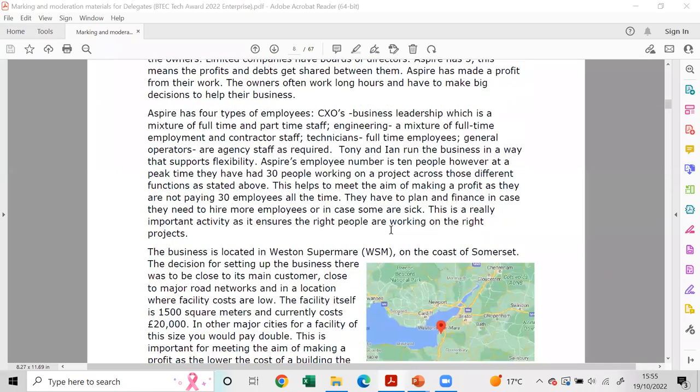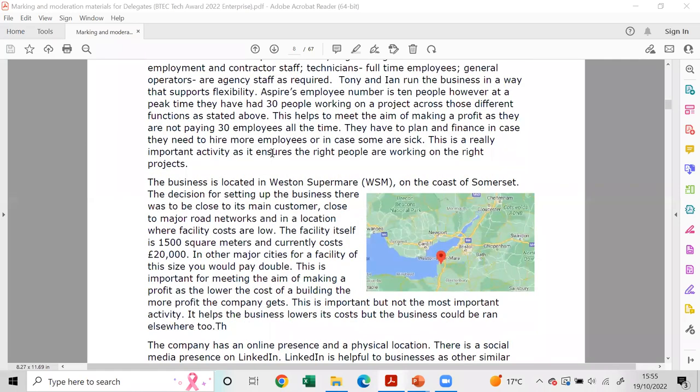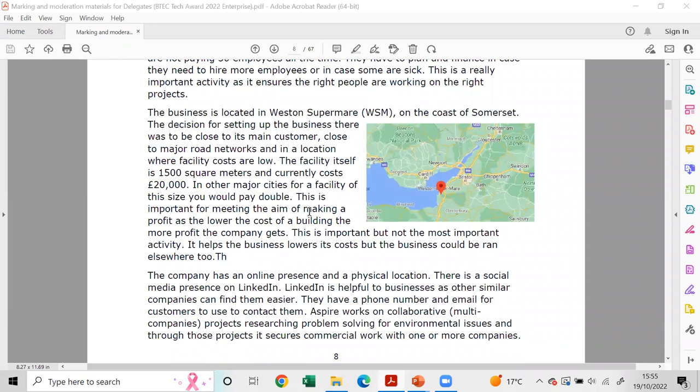Owners work long hours. It says what type of employees they have, how many full-time, part-time, and the fact that Tony and Ian run this business supports this flexibility. They have 30 people roughly working on and off. They've then tried to link this to the fact that it may help them meet their aim of making a profit. They have a plan to finance in case they need to hire more and so on. If you've noticed, it was quite a brief link to the aim. Then they talk about their location. They've included a nice little map, which is quite handy, showing where they're situated and how much it costs. Again, they've made a brief link to meeting the aim.